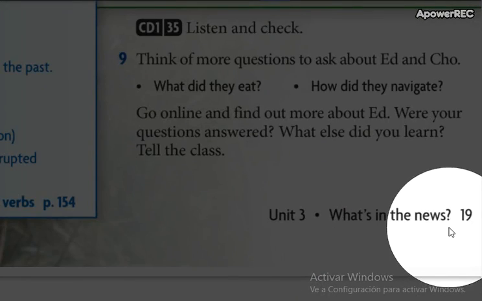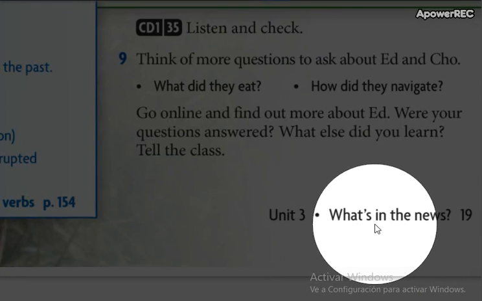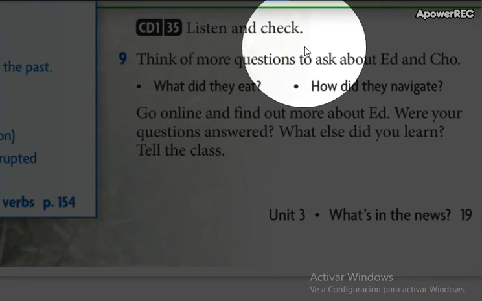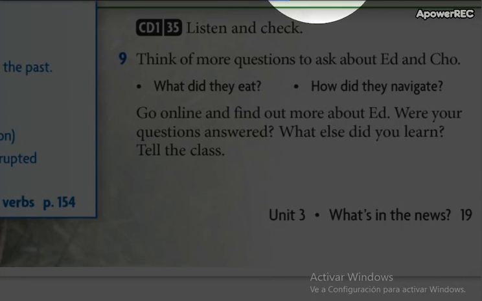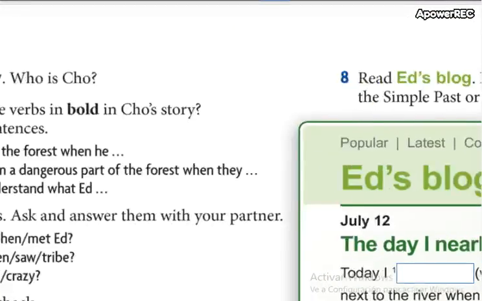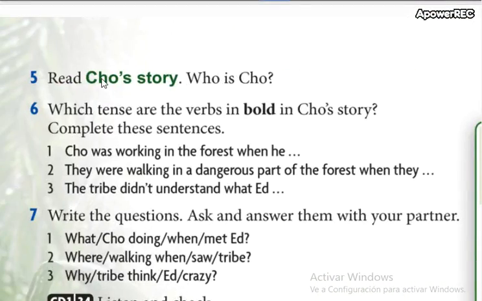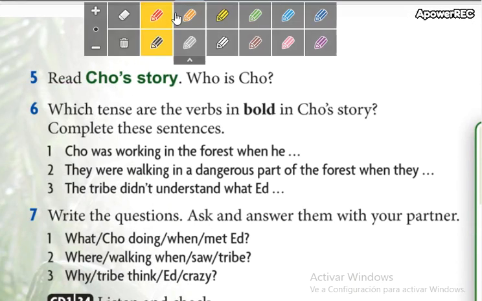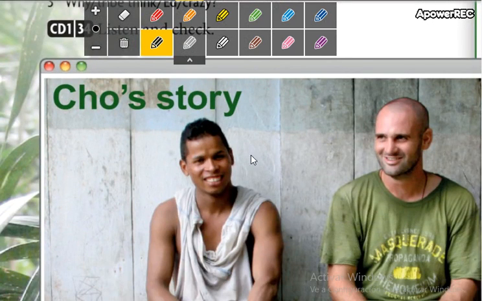This. The unit is number 3, what's in the news? So last class we started with this unit. So now we are going to continue with this page. Here, we have Cho's story. Who is Cho? Cho is this one.